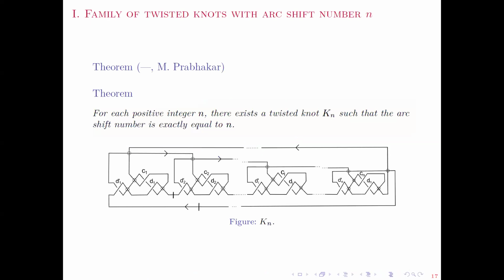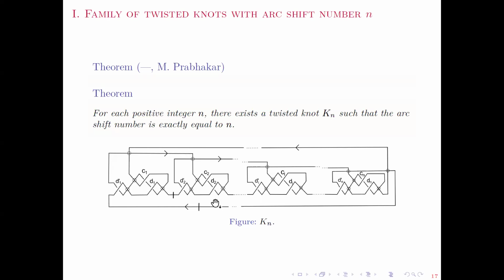Okay, so it has already been proven that the arc shift number is an invariant. What we did first was find a knot, for any given positive integer n, which has arc shift number n. And this is the knot. You can see it is constructed by adding the same block multiple times. This is one block, which has been added multiple times.